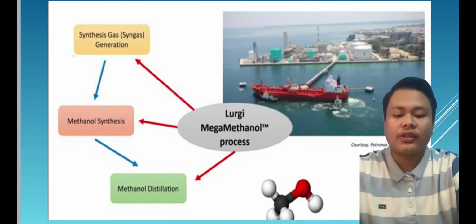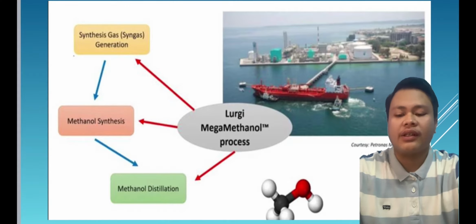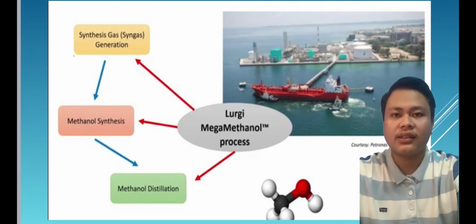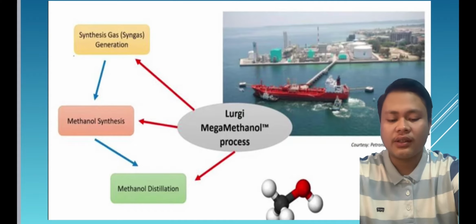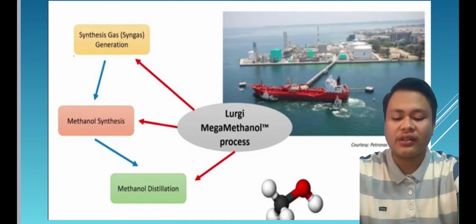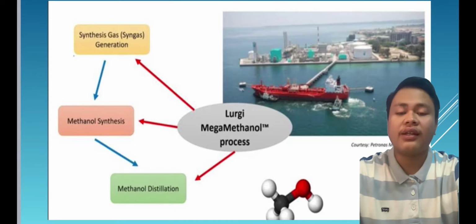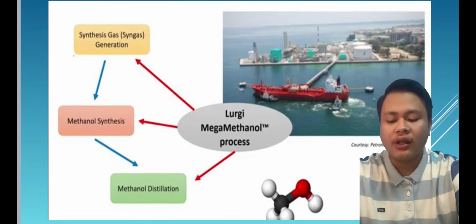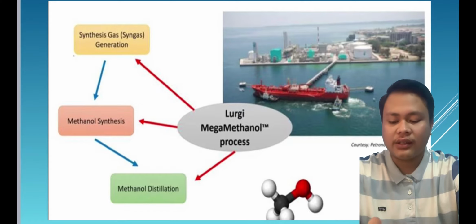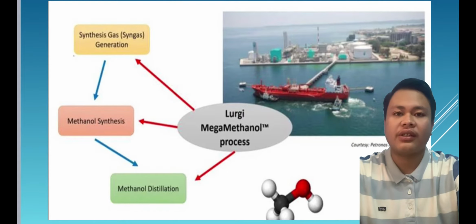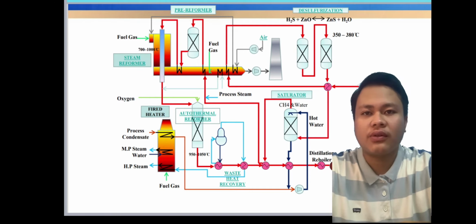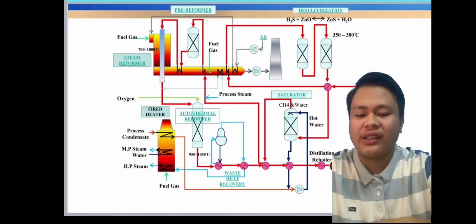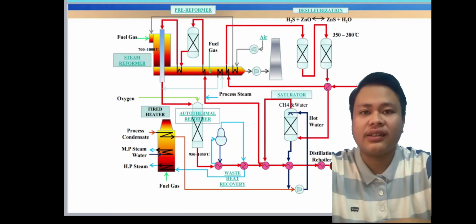The Lurgi Megamethanol process is divided into three sections. First, synthesis gas, Syngas generation, which is a mixture of hydrogen, carbon monoxide and carbon dioxide. Second, methanol synthesis, to convert the syngas to form methanol. And lastly, methanol distillation, to separate the methanol mixture. In this video, I just want to focus on one section, synthesis gas, Syngas generation.